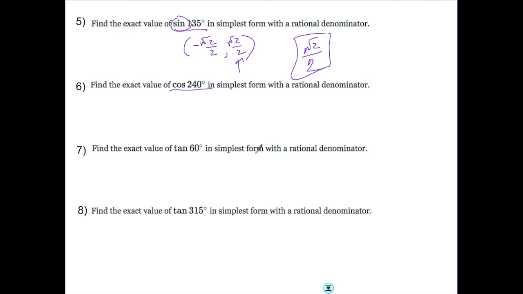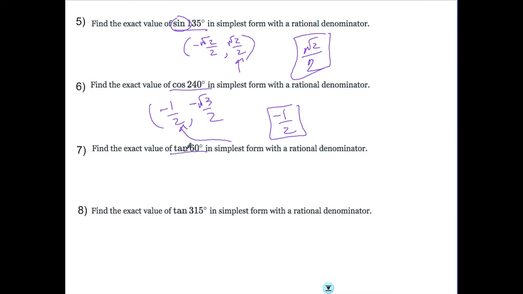Cosine 240. So go to 240 on the unit circle. That's this coordinate right here, coordinates of this point right here. The cosine is this coordinate. Final answer for this is -1/2.